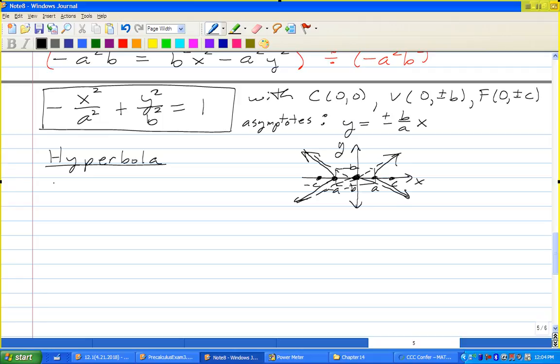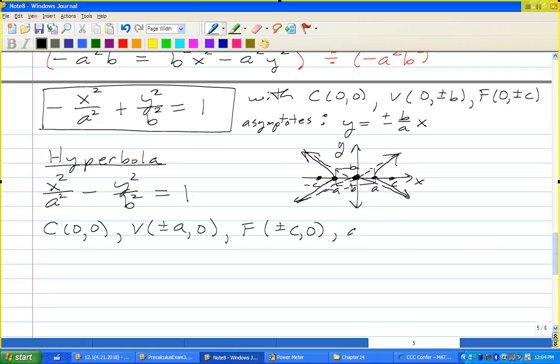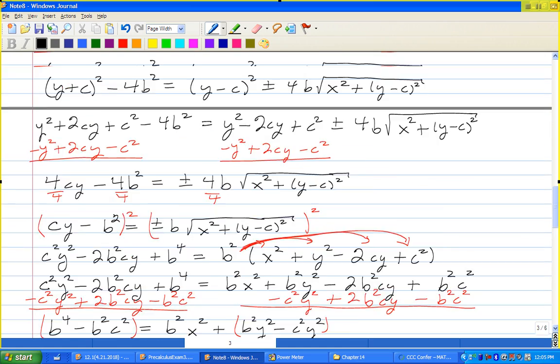So if I have here x squared over a squared minus y squared over b squared is 1. The center is at the origin. Vertices at plus or minus a, 0. Foci at plus or minus c, 0. And asymptotes are plus or minus b over a x. Okay, so that's another way of orienting the hyperbola.